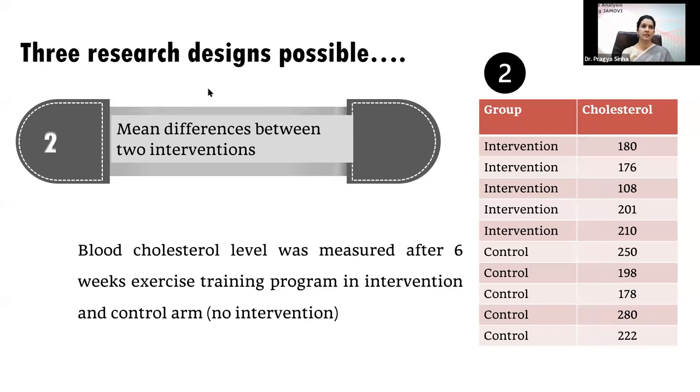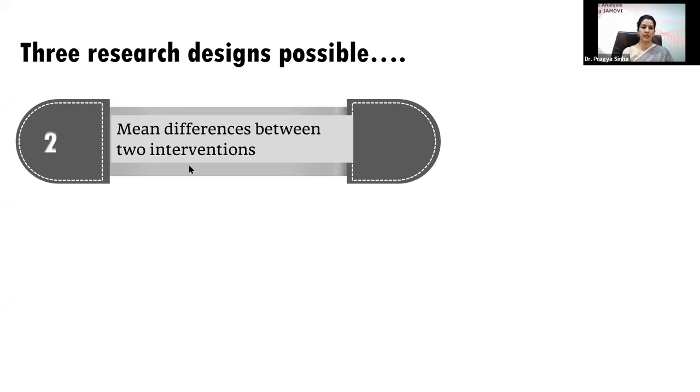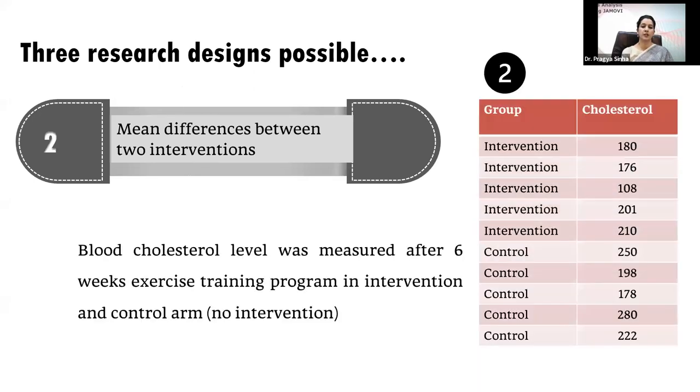The second type of research design would be the mean difference between two interventions. In this case, you can see there is one intervention, which could be something like an exercise training program, and in the other arm, which is the control, we have no intervention. And this is the cholesterol level of all those individuals. So here it is a randomized control trial. I have just done an intervention in one arm and no intervention in the other arm. And if I want to see the value of cholesterol after 6 weeks, then I may apply this independent sample t-test here.